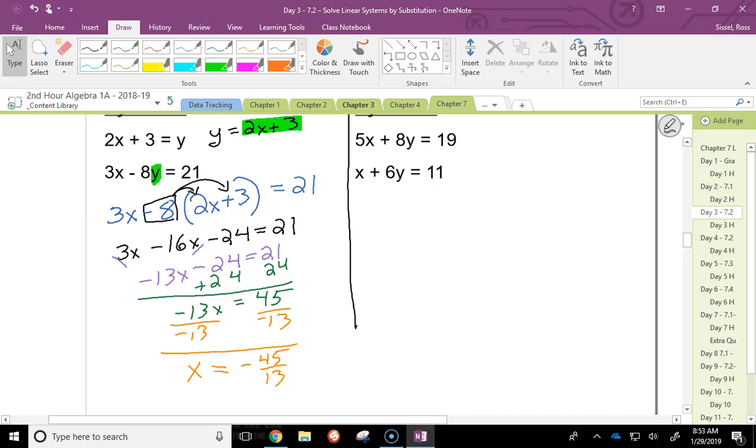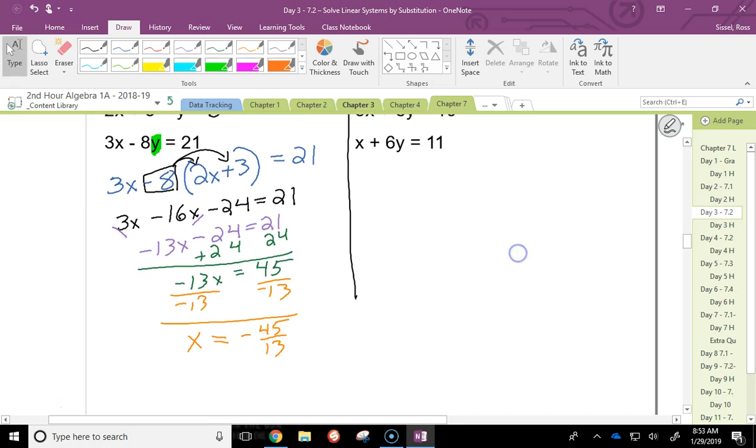8 times 2 is 16. 24. 3 minus. I did that right, didn't I? Negative 13, minus 24, 24, 45. You did it right. Alright, so I got it right.